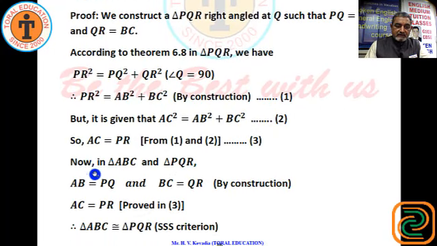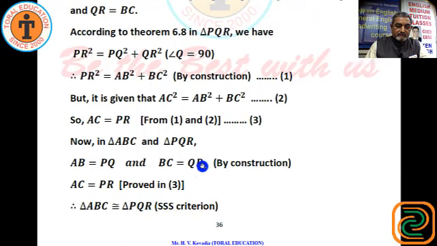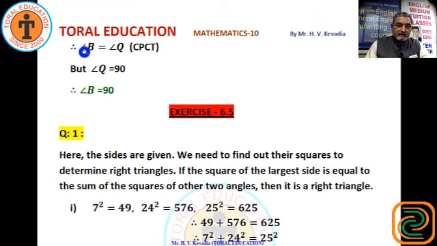This means that in triangles ABC and PQR, AB equals PQ, BC equals QR, this is constructed, and AC equals PR we have proved in result number 3. Therefore, triangle ABC is congruent to triangle PQR by the SSS criterion. So what happened? Therefore B equals Q, by CPCT. But Q is 90. Q is a right angle. Therefore B is a right angle. B is also a right angle.